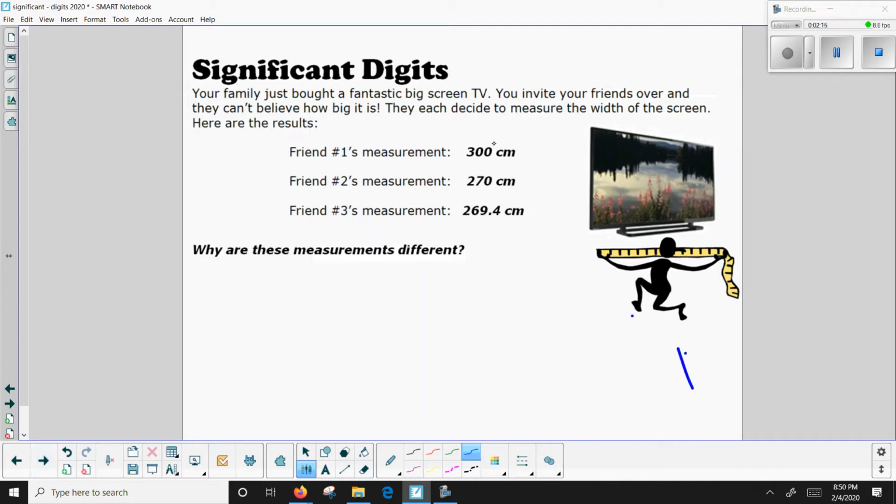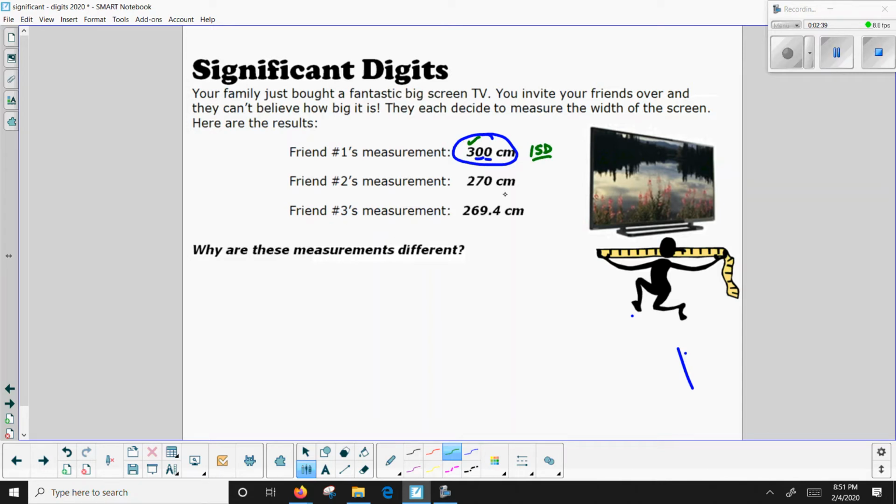Well, the first measurement here, 300, is kind of ambiguous. I'm not sure about these zeros. Maybe he measured it and it was exactly 300, or maybe he just guessed. We simply don't know. Because of that, I don't have a lot of faith in this measurement. I might only have faith in this first number and say this is only one significant digit in the measurement. How about we look at friend number 3.